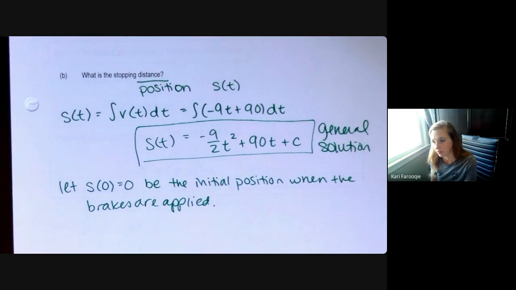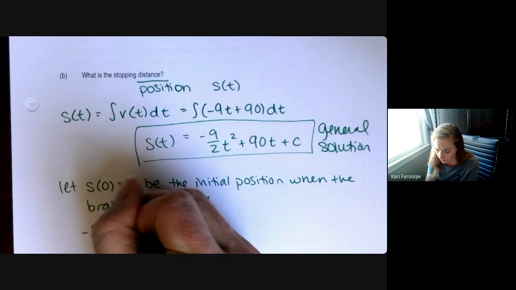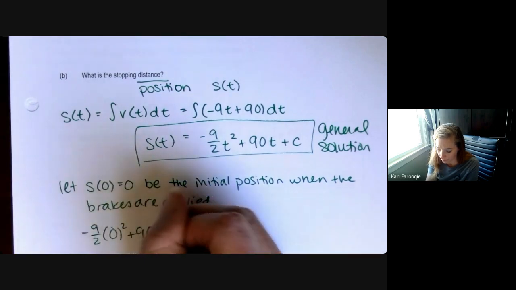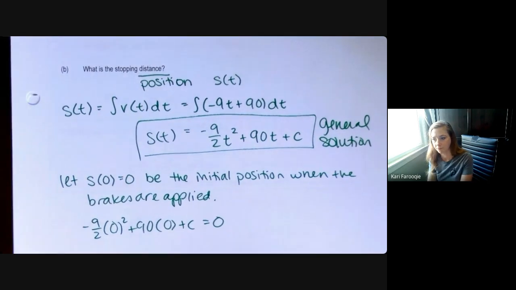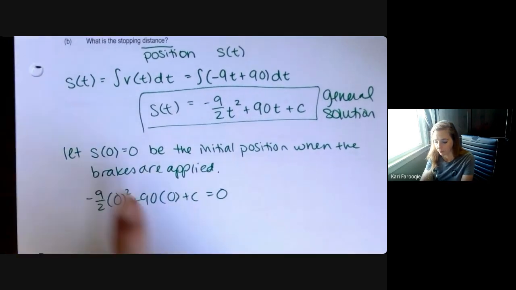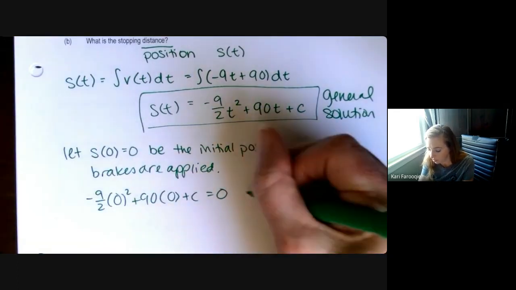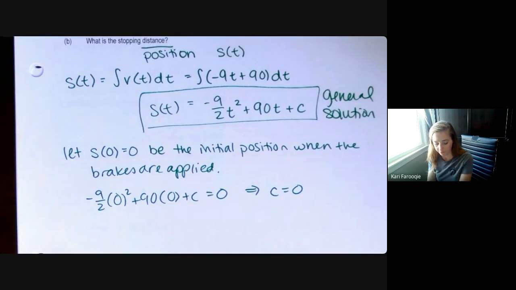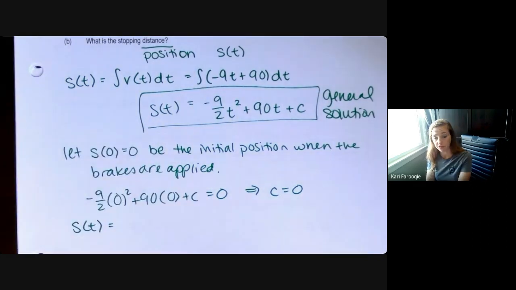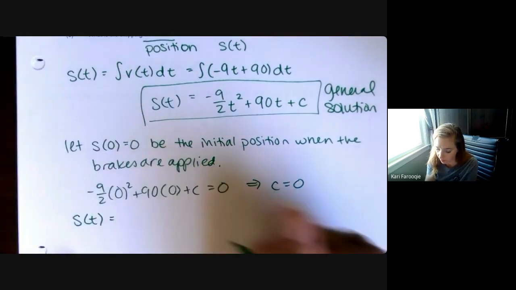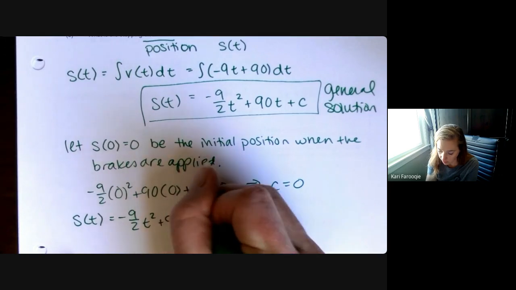All right, so we know S of 0 is 0, so we're going to go ahead and evaluate this function at 0, which equals 0. So using this with that function, 0 plus 0 plus c equals 0 means that c equals 0. Now you can get a function for S of t, your position. So this will be negative 9/2 t squared plus 90t.